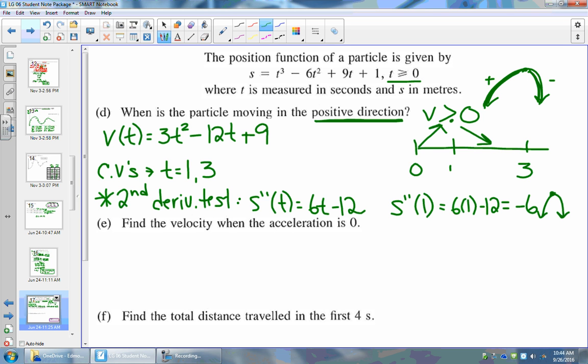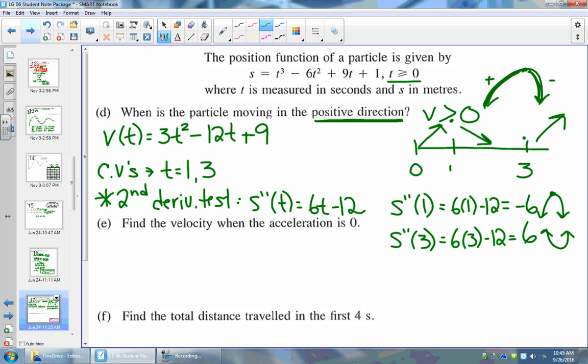Hopefully at 3 we're going to get the opposite, so let's figure that out. 6 times 3 minus 12 gives us positive 6, which is great, because that means we've got a happy face, which tells us we've got a minimum here, which makes sense on our graph. So that must be going up again.